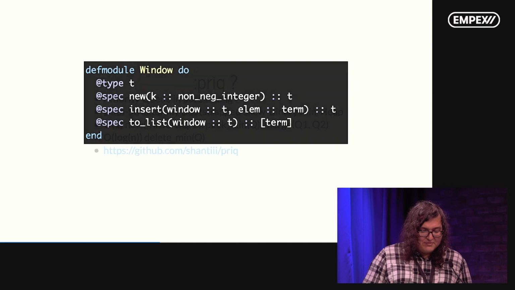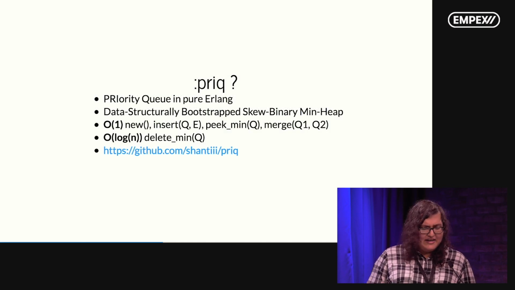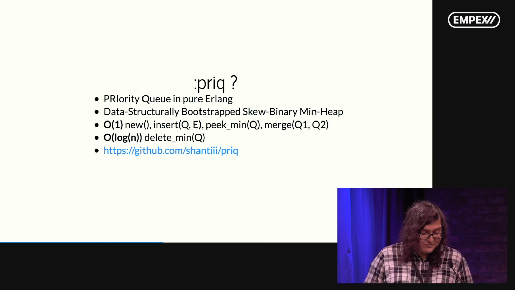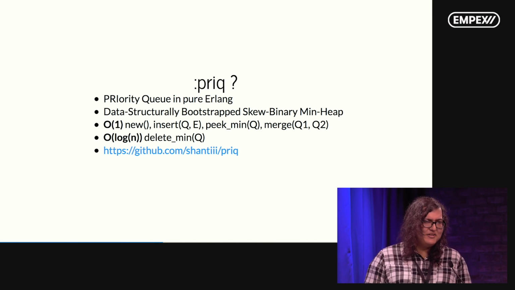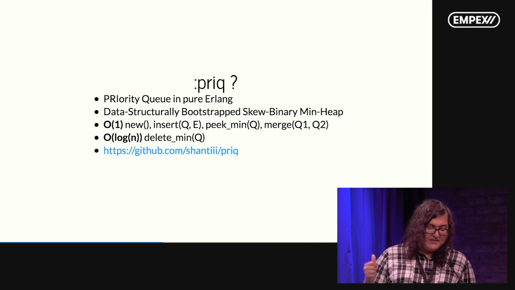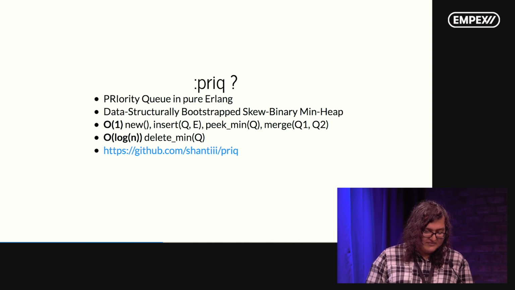So naturally, we want to back this with a priority queue or a heap implementation. I've written this one in Erlang. It doesn't have a very fleshed out interface, but it does work. The data structure is called a bootstrapped skew binary min heap, but it's really just a binomial heap, which means we get efficient merging in addition to efficient inserts and peeks. And our delete min is also log time instead of anything worse.